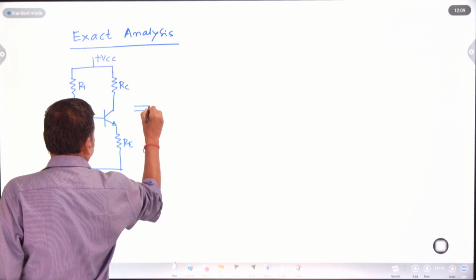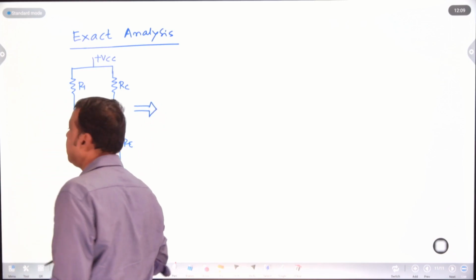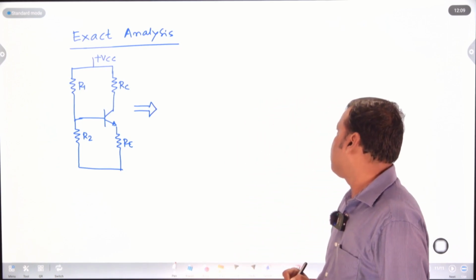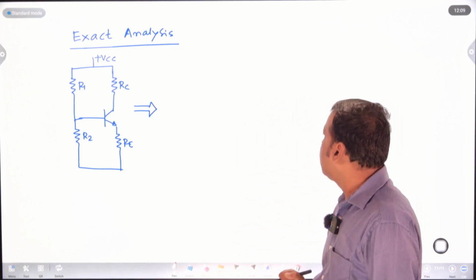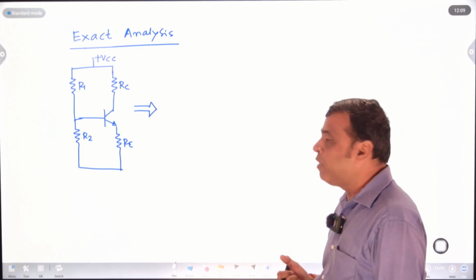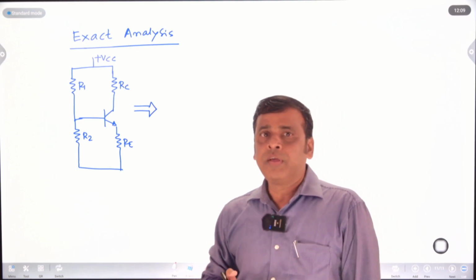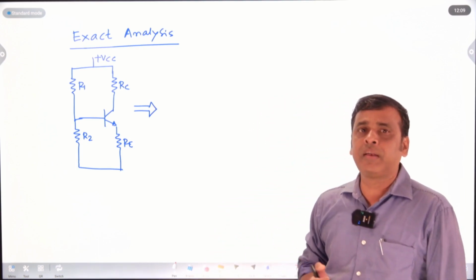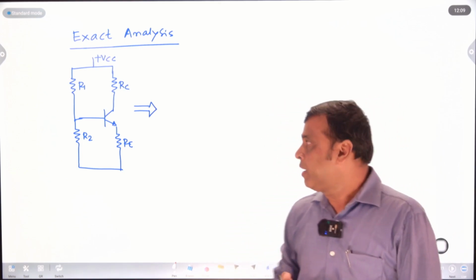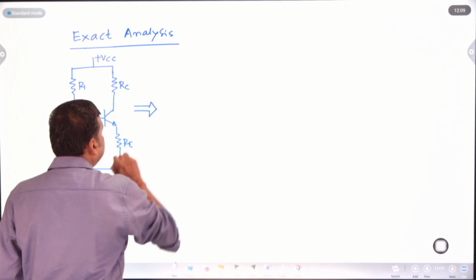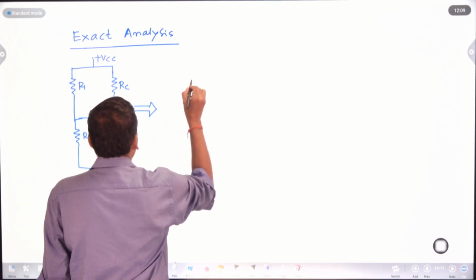Now for easy understanding, I have split this circuit so that you can easily understand. How will we proceed to calculate the DC current and DC voltage if the condition is not met, that is the approximate analysis condition beta RE greater than or equal to 10 times R2? For exact analysis, I can split this circuit in this way, like this one.